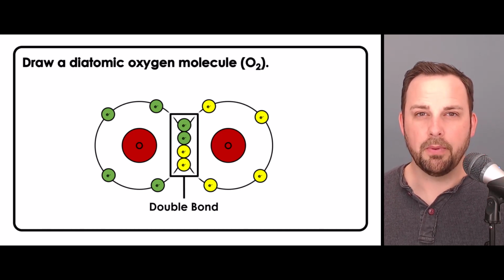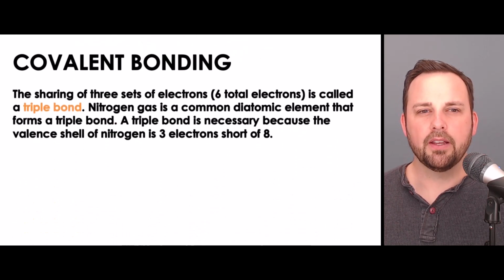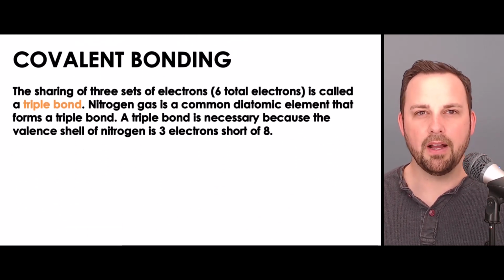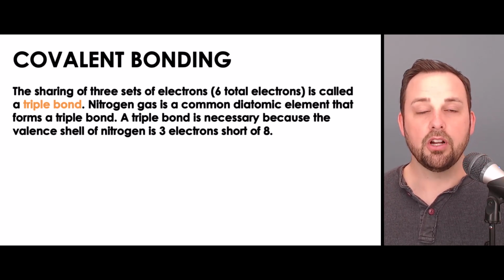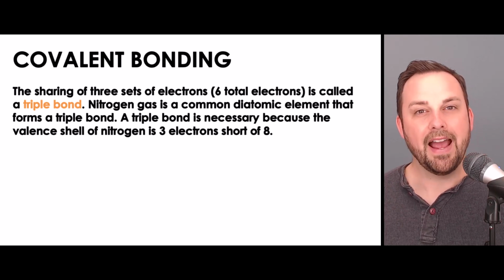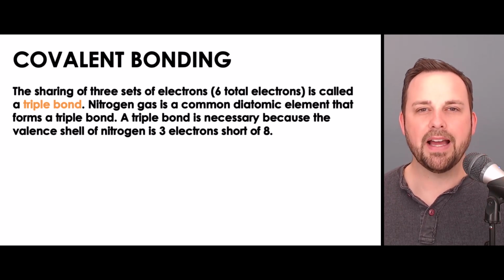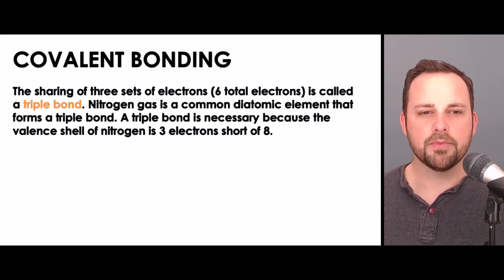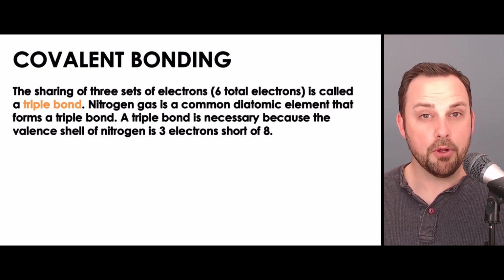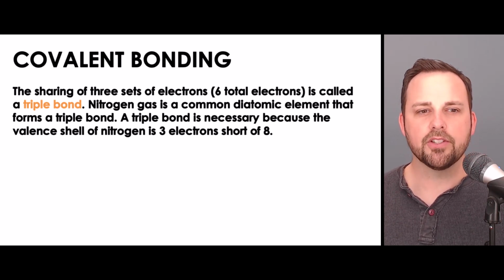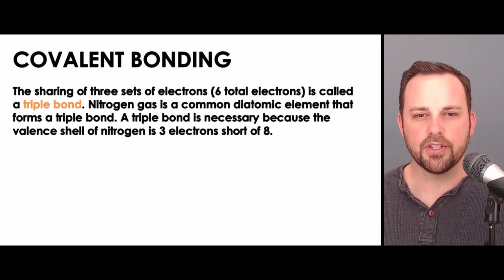So that's a double bond, but covalent bonding can also be a triple bond. The sharing of 3 sets of electrons, that would be 6 total electrons, is called a triple bond. Nitrogen gas is a common diatomic element that forms a triple bond. A triple bond is necessary because the valence shell of nitrogen is 3 electrons short of 8.